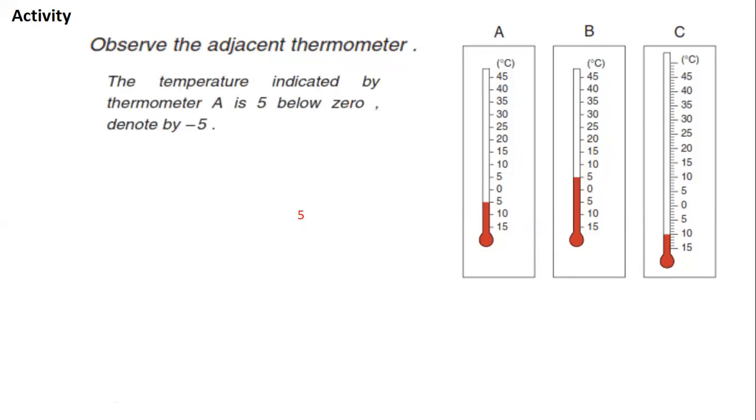Let's start. If you look at thermometer A, the temperature indicated by thermometer A is 5 below 0. So this is the 0, and the temperature indicated is where I see the red sign. It is 5 below 0. Because it is below 0, it is denoted by -5. I want to ask you, is -5 a positive number or a negative number? Negative. Why? Because we have a minus before it. So -5 is called a negative number.